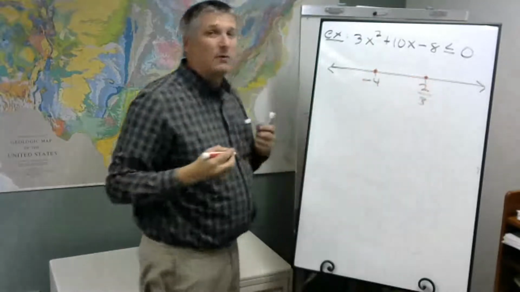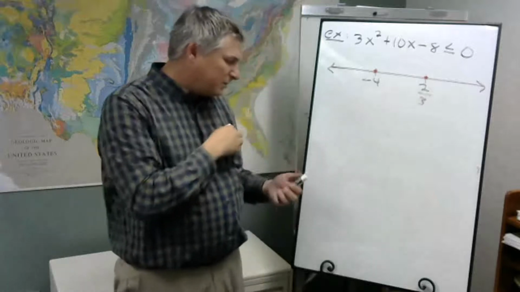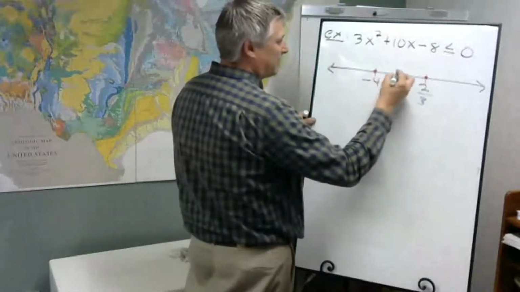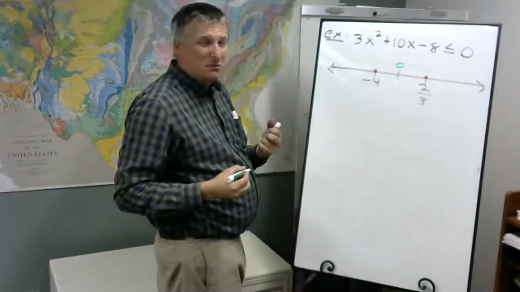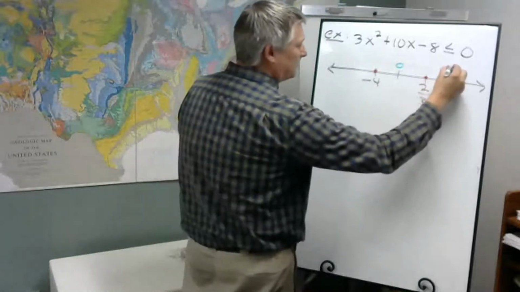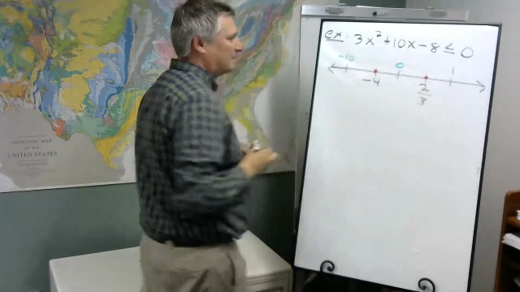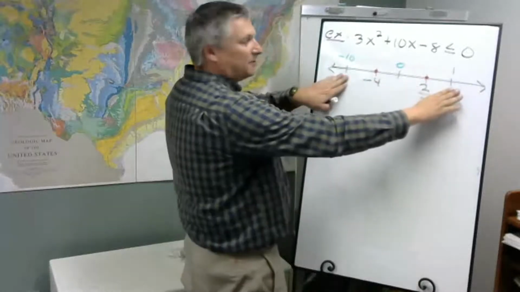Whew, we finally know where this polynomial crosses the x-axis. So test points we could use. Again, I'm looking for easy numbers for computations. There's 0 between negative 4 and 2/3. There's 1. And let's go negative 10. All right. So here's the point between the x-intercepts, and here's the points on the far side.